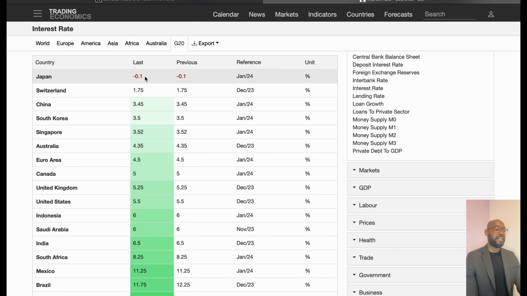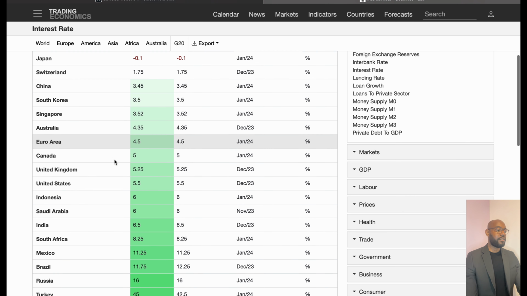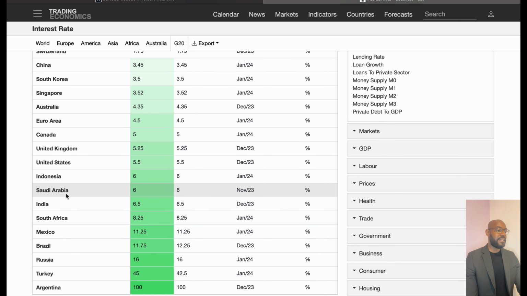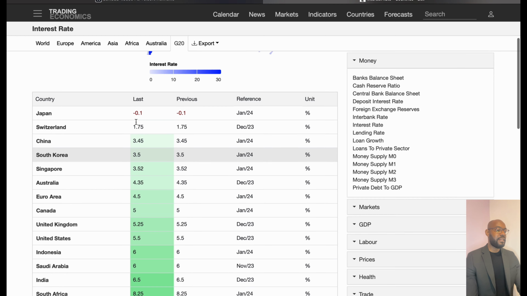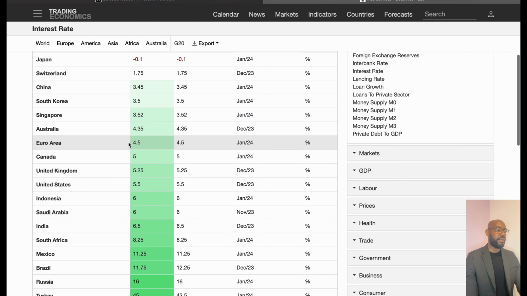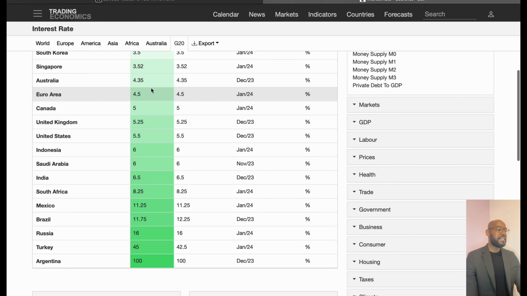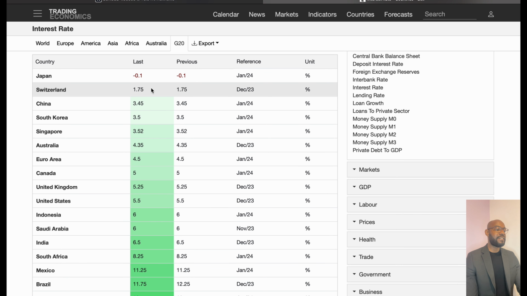If I'm trading the pound against the Japanese yen, I'm going to look for euro or GBP. If it's euro against Japanese yen, you can see right here, euro is 4.5. The last interest rate for the euro area is 4.5, and the last interest rate for Japan is negative 0.1. So this means that if I'm to look for any setup on euro JPY, I'm going to be more focused on buying euro JPY, because this is me buying euro against selling Japanese yen.